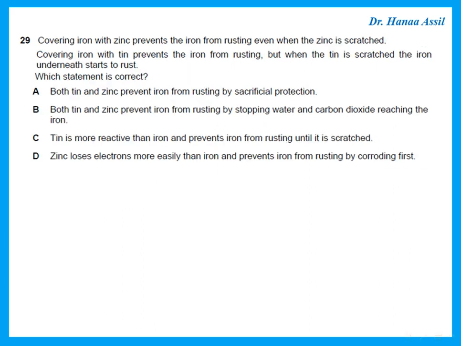Okay? Covering iron with zinc prevents the iron from rusting even when the zinc is scratched. Covering iron with tin prevents the iron from rusting, but when the tin is scratched, the iron underneath starts to rust. Remember, when I protect iron, I can either cover it with a more reactive metal. So in this case, zinc is more reactive, and we said that means the zinc will lose electrons and become oxidized instead of the iron. Or I can protect it with a less reactive metal because when it is covered with something like tin, the tin will not react. So which of these statements is correct?